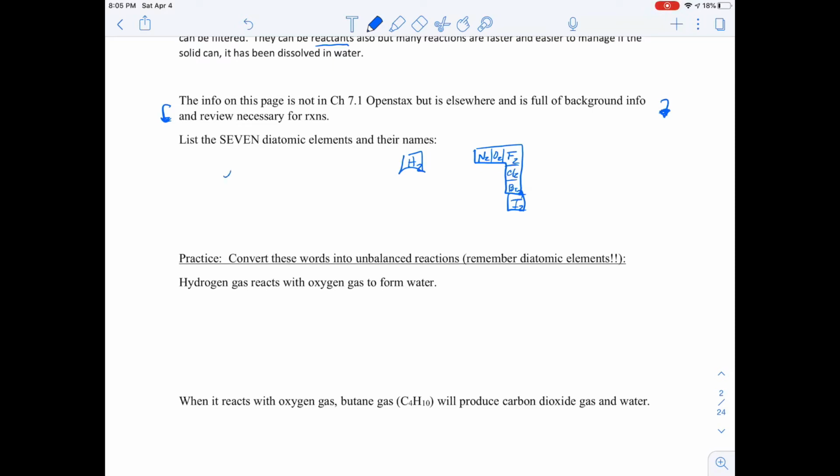Their names are hydrogen, nitrogen, oxygen, fluorine, chlorine, bromine, and iodine.